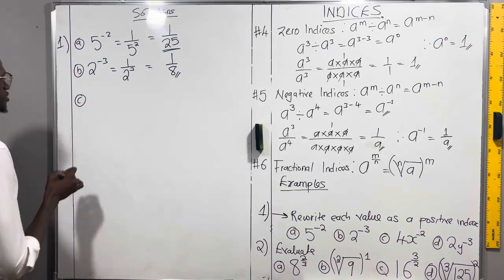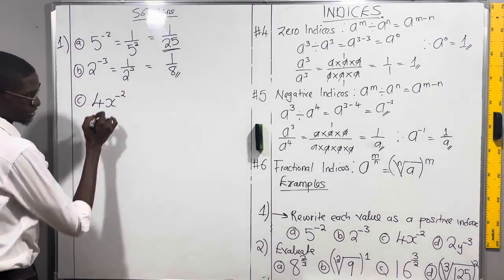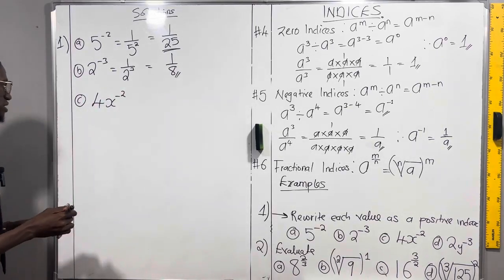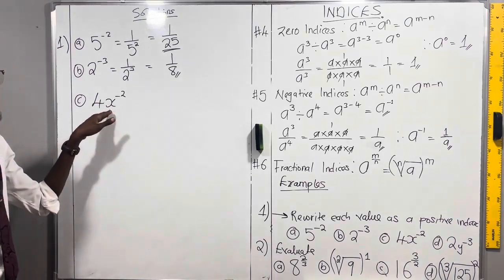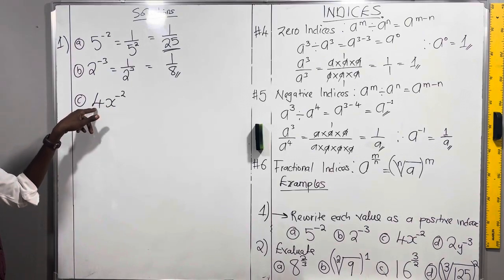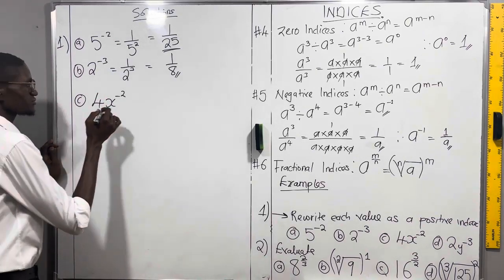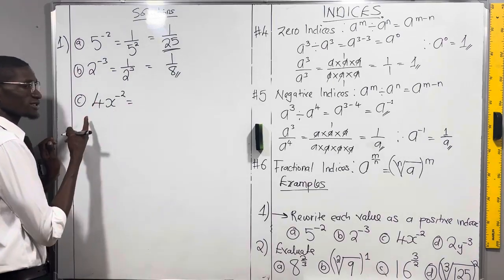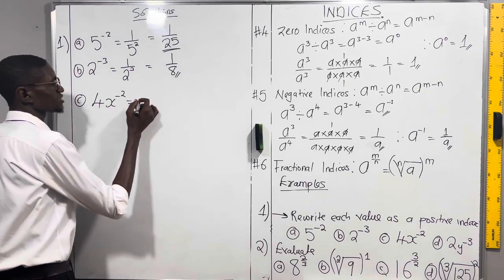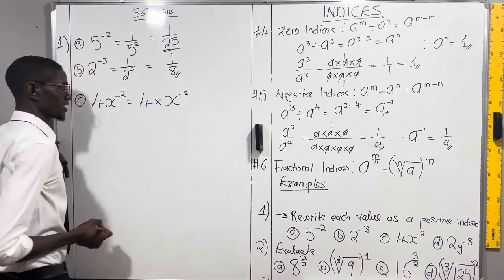We now come to C, which is a bit different. Negative 2, is it? Yeah. So here you notice that this negative power belongs to x. It does not belong to 4. 4 is actually raised to the power of 1 here. So meaning what we're going to do, the simplest thing we can do here is we separate these two. What operation is going on between 4 and x? It is multiplication. So we're going to say 4 times x to the power negative 2.